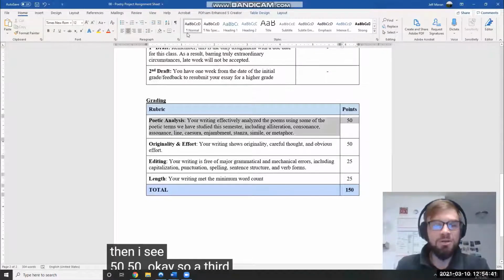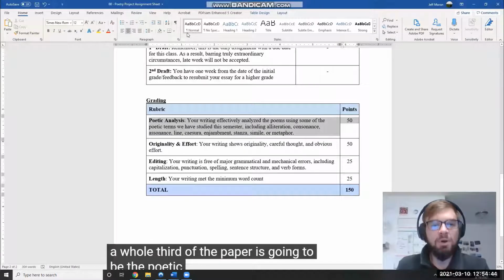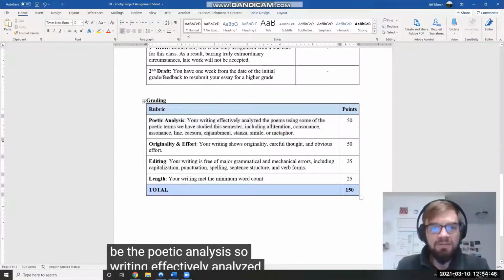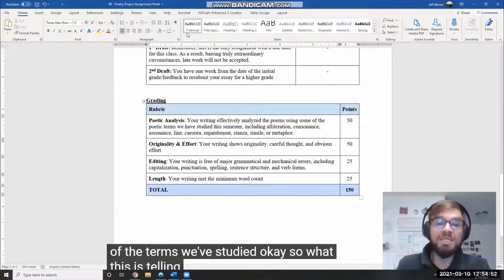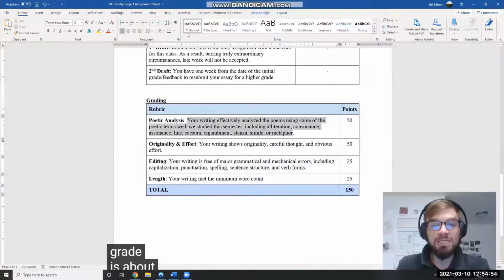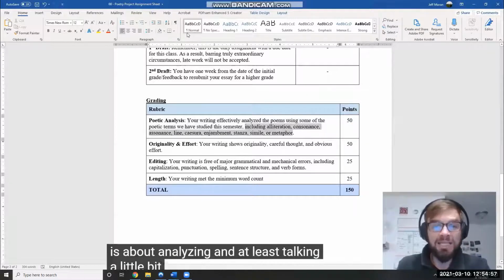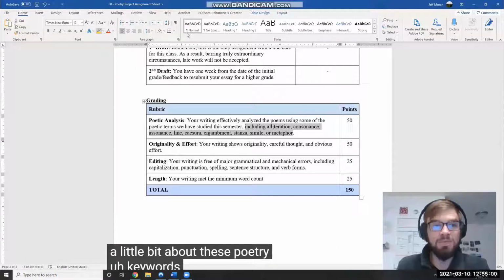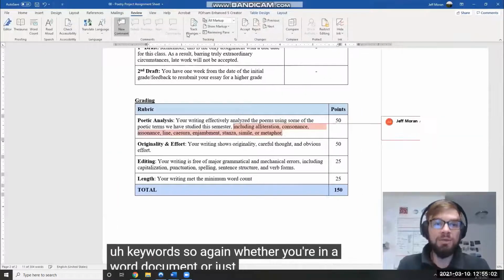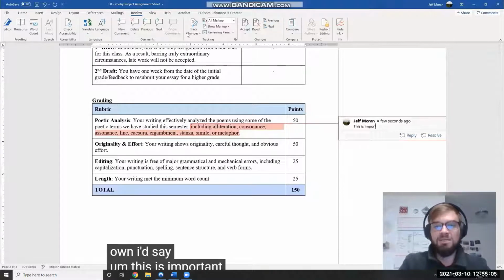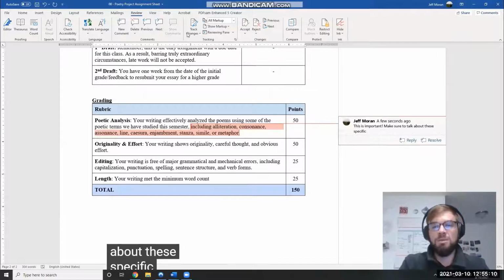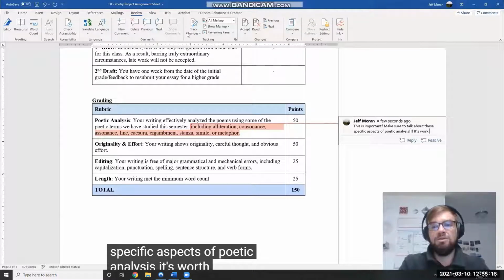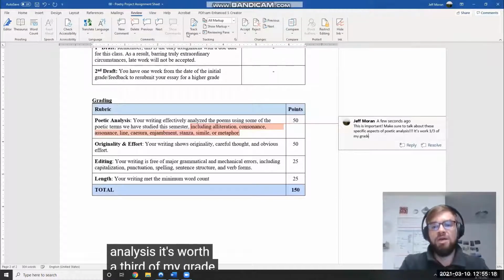Okay, so a whole third of the paper is going to be the poetic analysis. So writing effectively, analyze the poems using some of the terms we've studied. Okay, so what this is telling me is that a third of my grade is about analyzing and at least talking a little bit about these poetry keywords. So again, whether you're in a Word document or just writing on your own, I'd say this is important. Make sure to talk about these specific aspects of poetic analysis. It's worth a third of my grade.